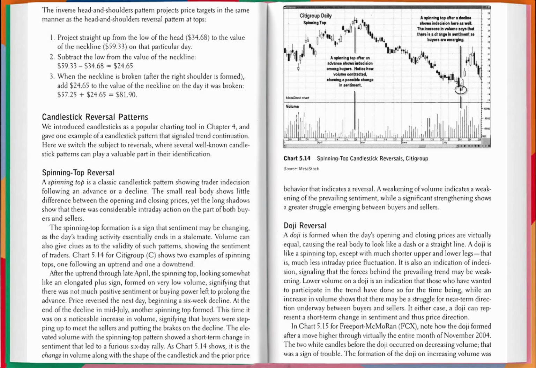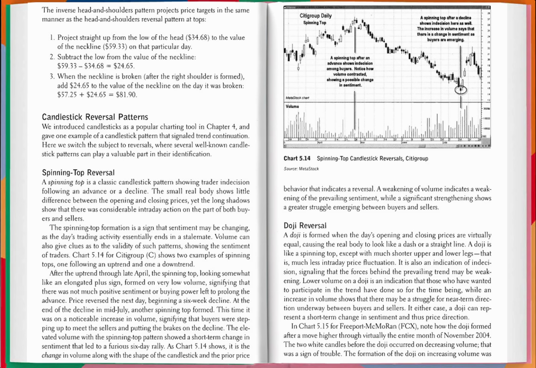At the end of the decline in mid-July, another spinning top formed. This time it was on a noticeable increase in volume, signifying that buyers were stepping up to meet the sellers and putting the brakes on the decline. The elevated volume with the spinning top pattern showed a short-term change in sentiment that led to a furious 6-day rally. As Chart 5.14 shows, it is the change in volume along with the shape of the candlestick and the prior price behavior that indicates a reversal.